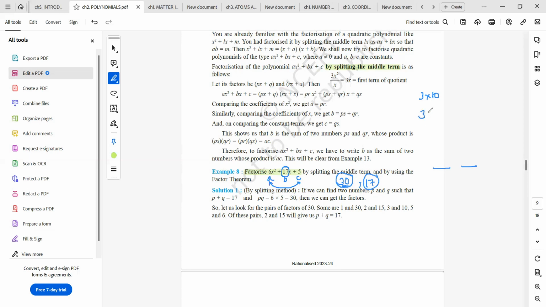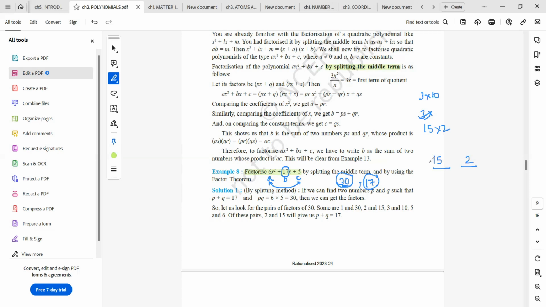Then we have, okay, it will not work. So we can have 15 and 2. 15 2s are 30 and 15 plus 2 is 17. Okay, so that is how we factorize. So we can take two factors, one as 15 and other as 2.